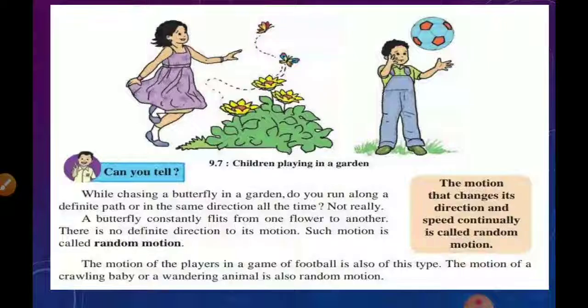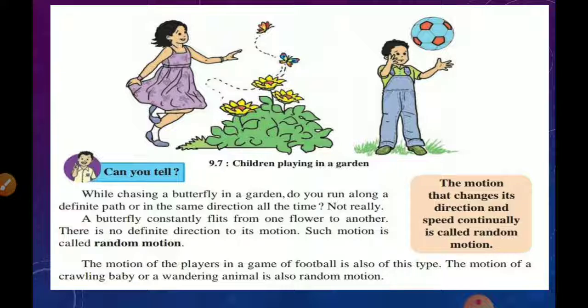Can you tell, while chasing a butterfly in a garden, do you run along a definite path or in the same direction all the time? Can you tell me? You go behind it to catch the butterfly. Do you run in a straight line? No, not at all. We don't run in a straight line and we do not run along a definite path, but we run anyhow in an attempt to follow it.